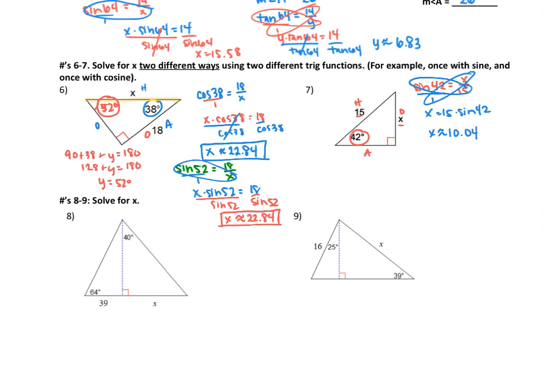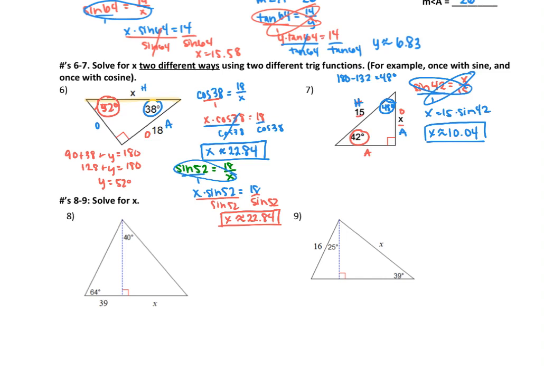And then to solve this again, using a different trig function, we have to first solve for this angle. So 42 plus 90 is 132, and then 180 minus 132 is 48 degrees. So now I could use this as my reference angle. X now becomes my adjacent side.